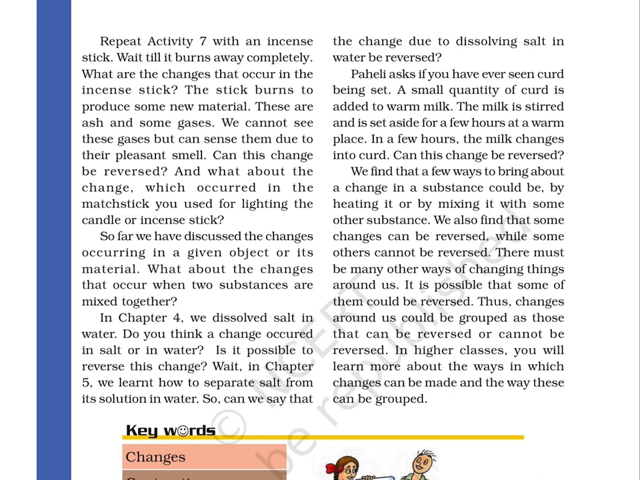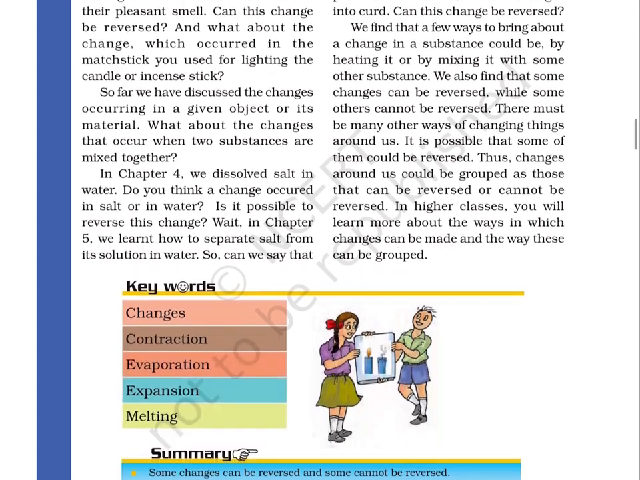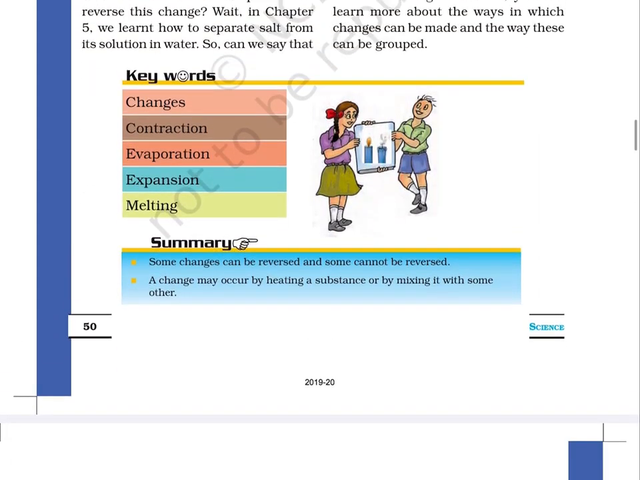In higher classes, you will learn more about the ways in which changes can be made and the way these can be grouped. Keywords: changes, contraction, evaporation, expansion, melting. Summary: some changes can be reversed and some cannot be reversed. A change may occur by heating a substance or by mixing it with some other.